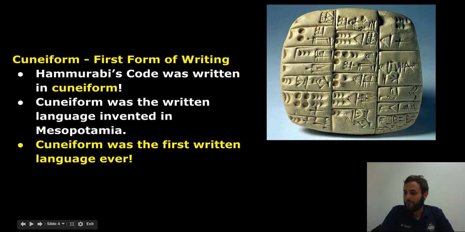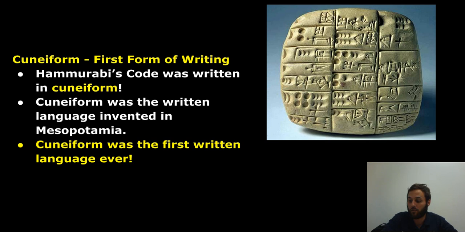Welcome back. Yesterday, you saw some of the laws from Hammurabi's code written down on stone tablets. But do you know what language they were written in? That language was called cuneiform. Cuneiform is what we call the written language of the Sumerians, who were part of Mesopotamia. Cuneiform was the first written language ever. How cool is that? To be able to see remnants of the first time humans ever wrote down their records.